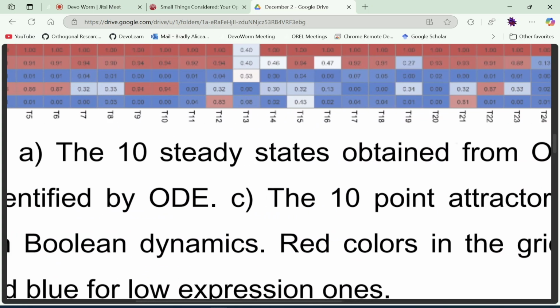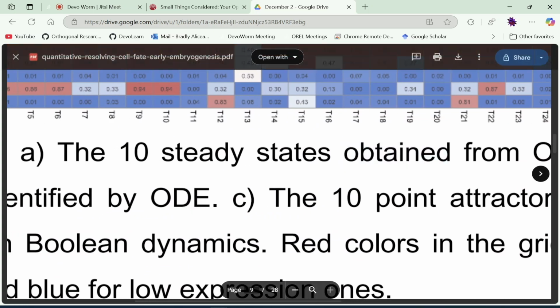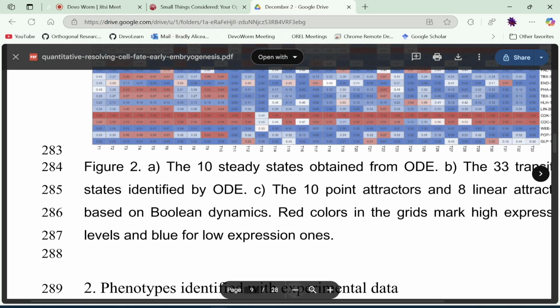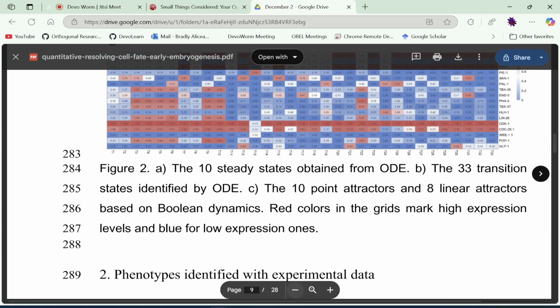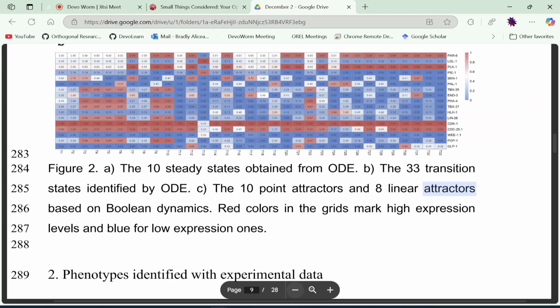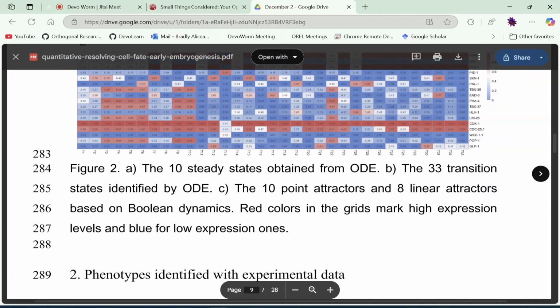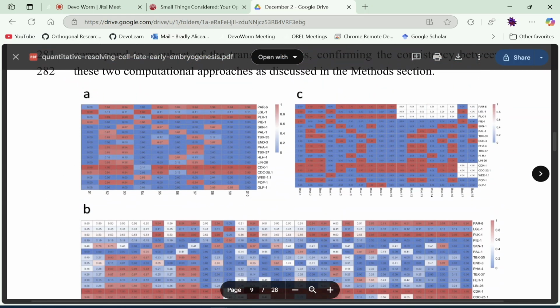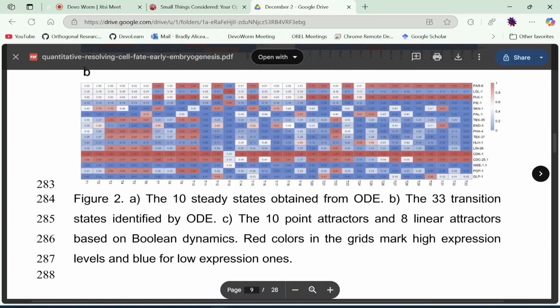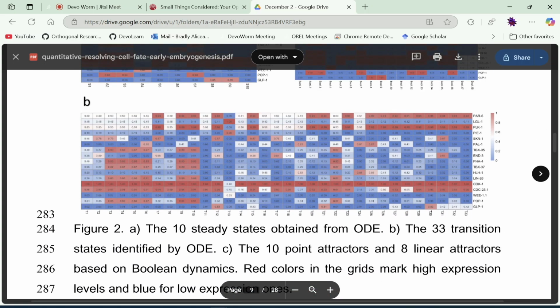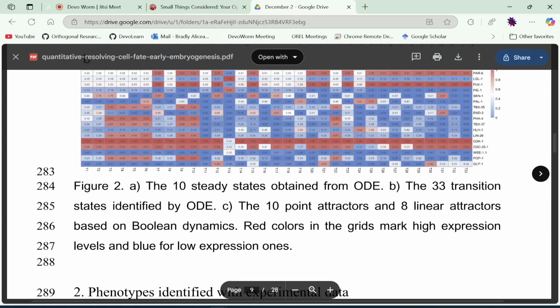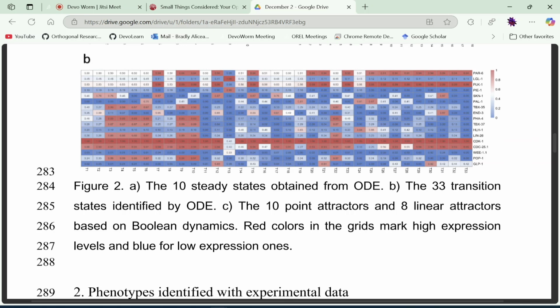Then, let's zoom back out. So A is the 10 steady states obtained by ordinary differential equations. B are the 33 transition states identified by ODE. So the Boolean states are the transition states. Actually, no, the bottom one is B. So that is the one where we have the 33 transitional states. We have T1 on the left, T33 to the right. And so we have those solutions for this. And then this top one is just another way to obtain the steady states.